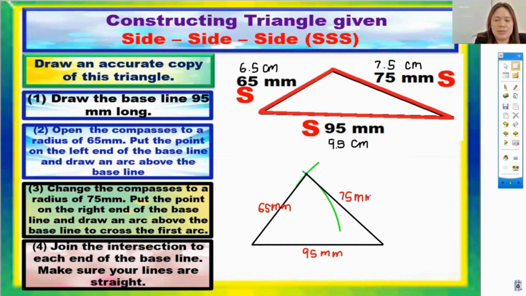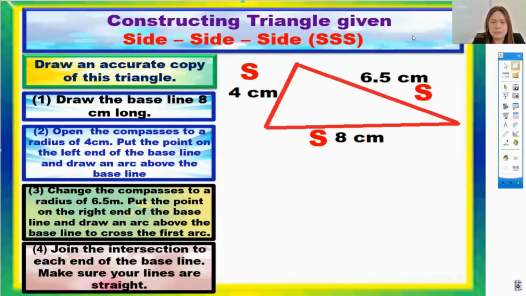You can check using a ruler that this is 9.5 centimeters or 95 mm, this is 65 mm, and this is 75 mm. Also, you can check by measuring the three angles, and the angles in a triangle should add up to 180 degrees. Again, the angles in a triangle should add up to 180 degrees. So if you measure the three angles, the total should be 180 degrees.